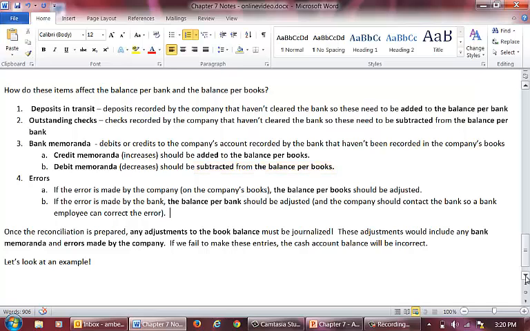If an error is made by the company, meaning the book balance is incorrect, we need to adjust the book balance. If an error is made by the bank, meaning the bank balance is incorrect, we need to adjust the bank balance and also call the bank to ask them to correct the error.